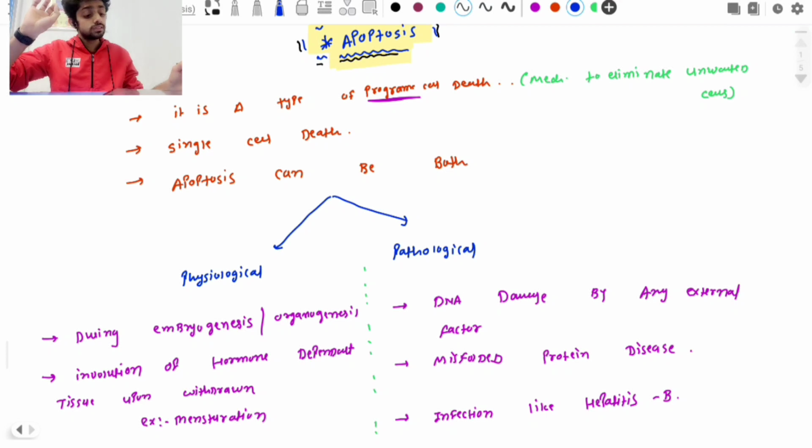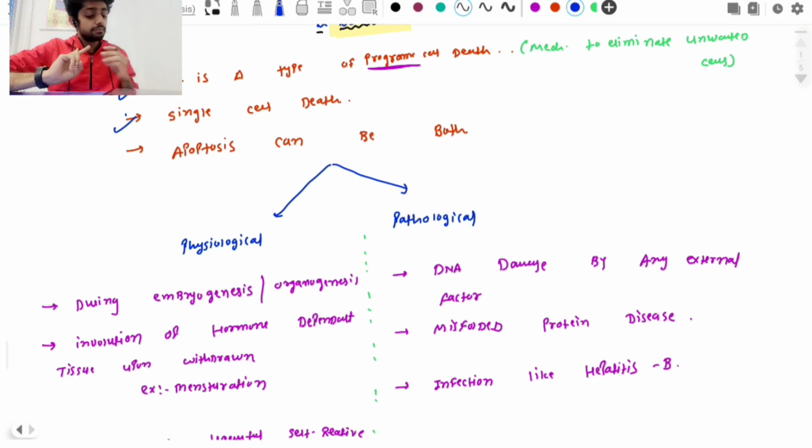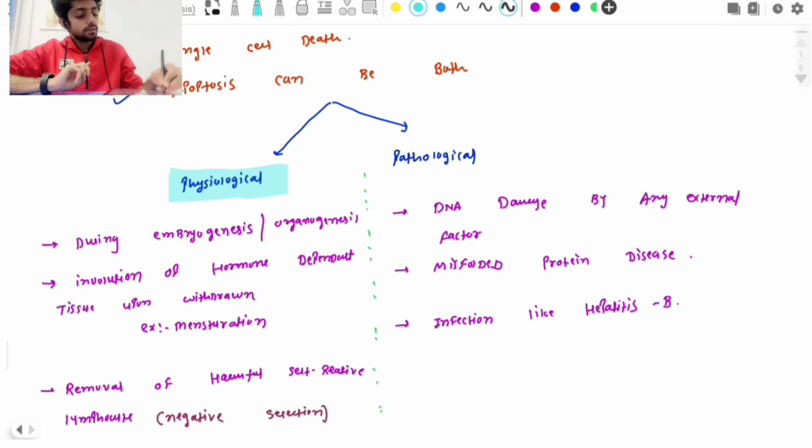Necrosis is an unprogrammed cell death, but apoptosis is a programmed cell death. In apoptosis, only a single cell dies. Only one cell can undergo apoptosis, but in necrosis, a large group of cells die together. Apoptosis is mainly of two types. It can occur in two conditions: physiological and pathological. What is meant by physiological apoptosis and pathological apoptosis?